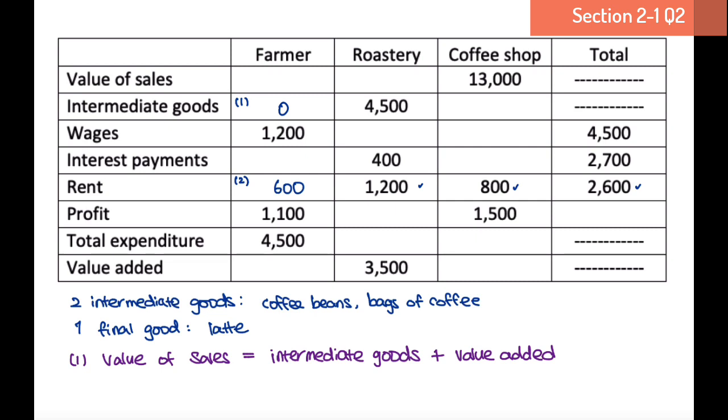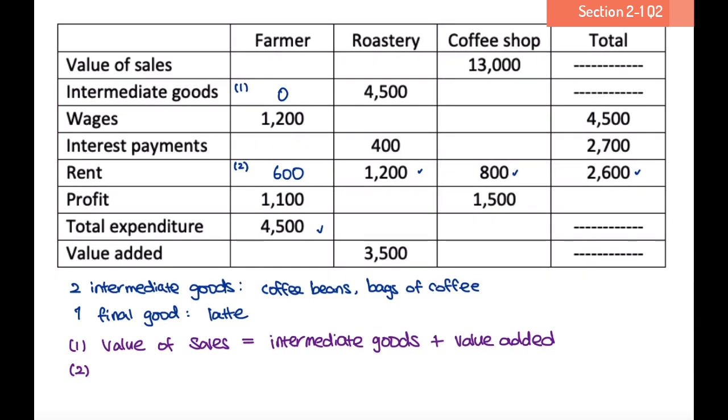And that's why the sum of intermediate goods and the value added is going to be the price of the bags of coffee, or your value of sales. Or in other words, your value added is going to be the new value that you have created through production, which is going to be the difference between the value of sales and the intermediate goods that you haven't produced.